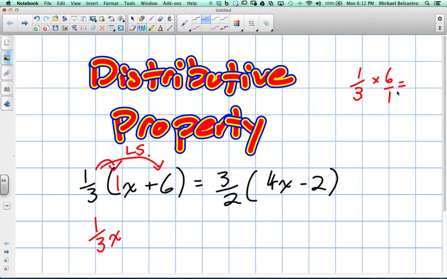Do any of you remember the rules for multiplying fractions, what you have to do? Yeah, we go denominators by each other and numerators by each other. So 1 times 6 is 6, and 3 times 1 is 3. So we have positive 6 over 3. Now, can I simplify that? Yes. What is 6 divided by 3? What does that actually equal? 2. You could write it as 2 over 1. That's all right. Okay, so we did the left side.